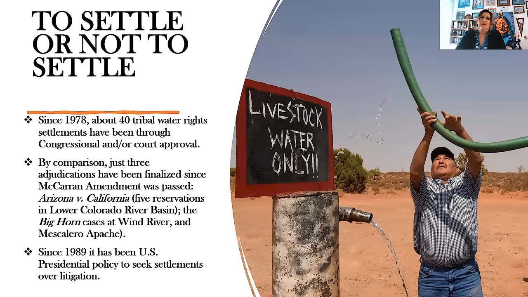Since 1978, since the Bighorn adjudications, there have been about 40 tribal water rights settlements that have been through with either congressional or court approval. By comparison, in that time, there have been just 3 finalized general stream adjudications, including Arizona v. California, the Bighorn cases, and the Mescalero Apache tribe's water rights. Since 1989, it has been U.S. presidential policy to always seek settlements over litigation in terms of Indian water law.